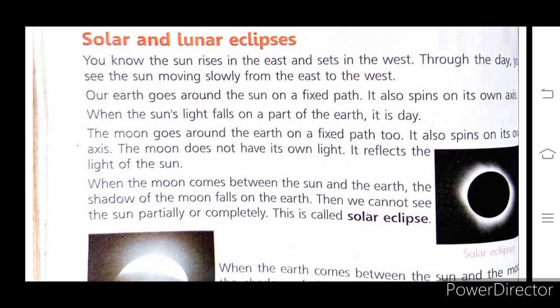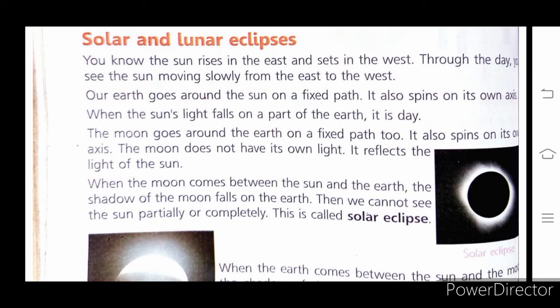Okay, children? Now, when the earth comes between the sun and the moon, the shadow of the earth falls on the moon. Then we cannot see the moon partially or completely. This is called lunar eclipse.